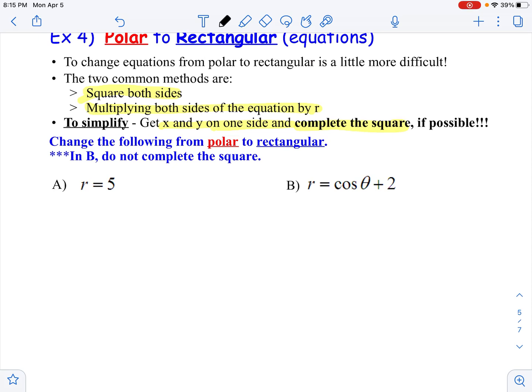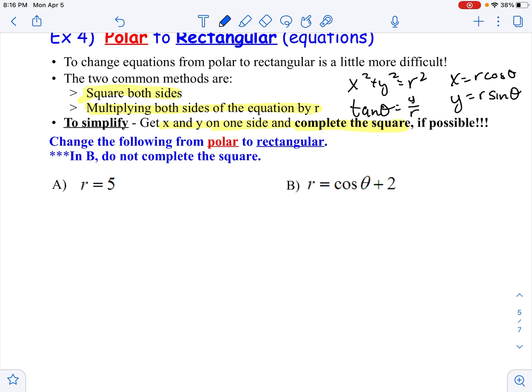All right, so again, we can either square both sides or we can multiply both sides by r. So don't forget that x squared plus y squared equals r squared. We've got tangent of theta equals y over x. We know that x equals r cosine of theta, and we know y equals r sine of theta. Those are our 4 formulas.